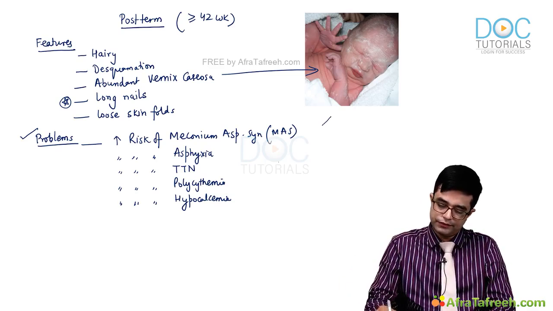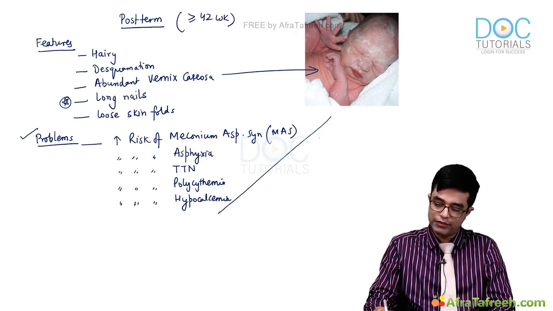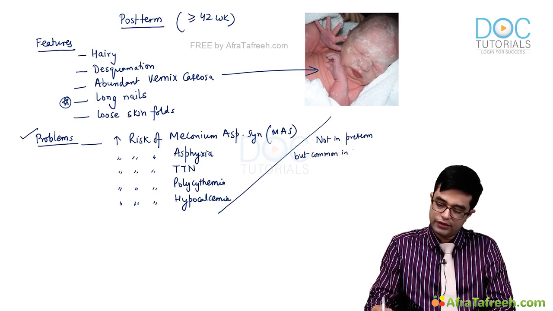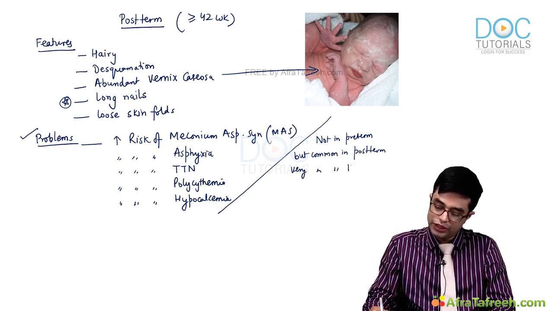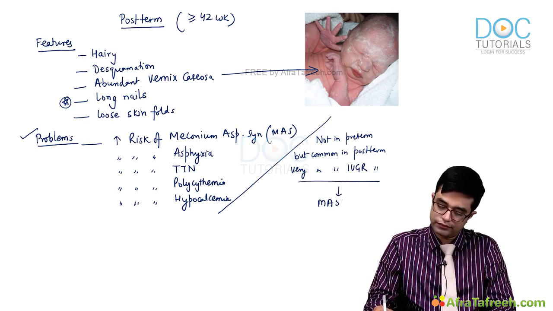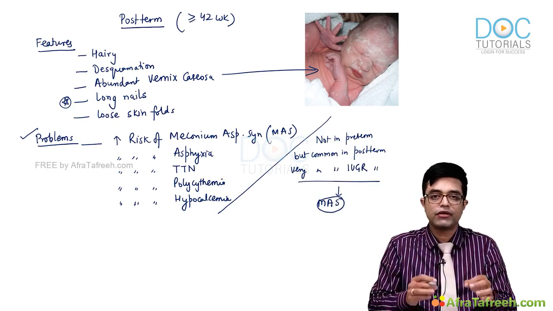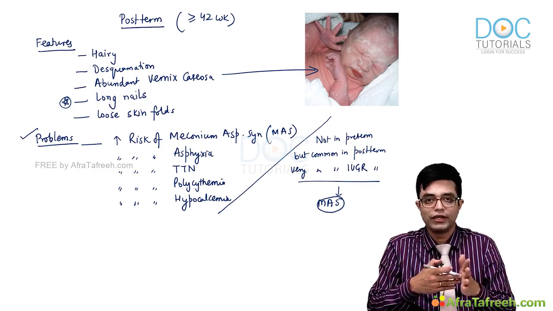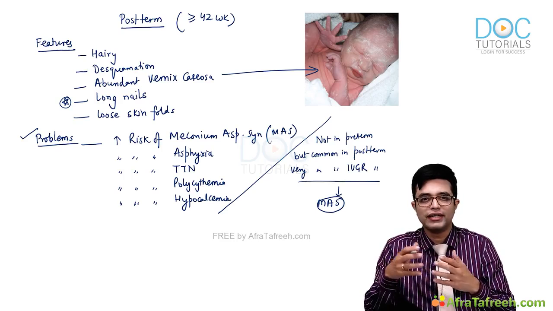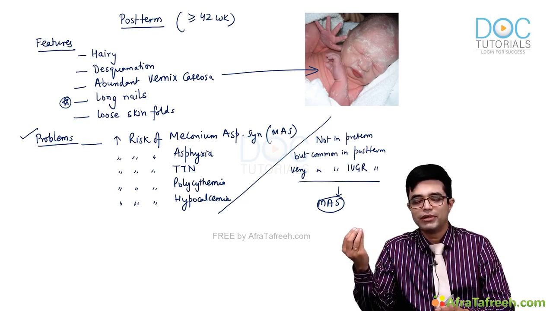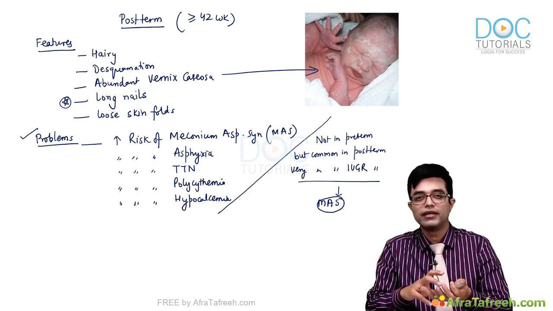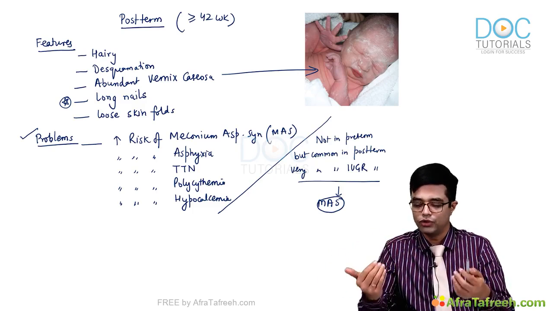And remember, if the question says which problem is not seen in preterm babies but common in post-term babies and very common in IUGR post-term babies, the problem is meconium aspiration syndrome. Because whenever there is intrauterine stress, there will be release of factors like motilin. They will increase gastric motility and cause intrauterine passage of meconium. The baby may aspirate, leading to meconium aspiration syndrome.